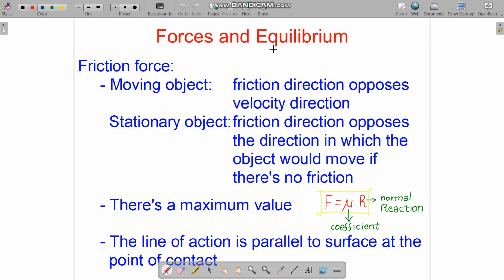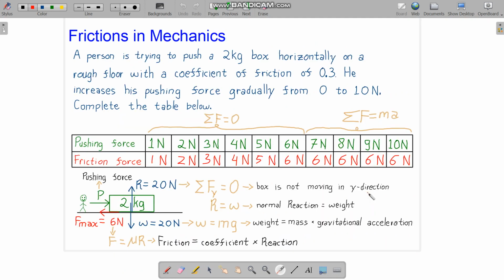When the object is moving, the direction of the friction is just the opposite direction of the velocity. When the object is stationary, to find the direction of the friction, just imagine where the object would move if there was no friction, and use the opposite direction. And there's a maximum value, we have this formula F equals mu R, where R is the normal reaction and mu is the coefficient of friction.